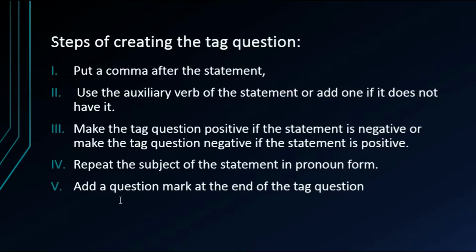I'm following these 5 steps. I put a comma here, use the auxiliary verb, change negative to positive, positive to negative. I add the subject, and then I add a question mark. Nothing else, okay?